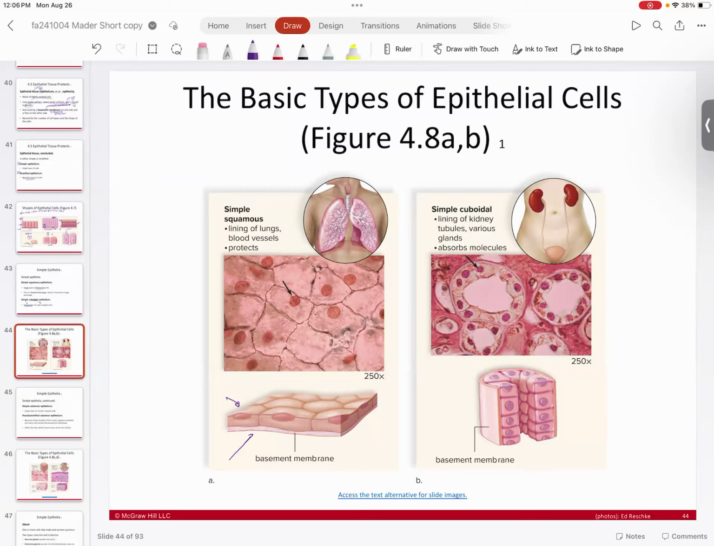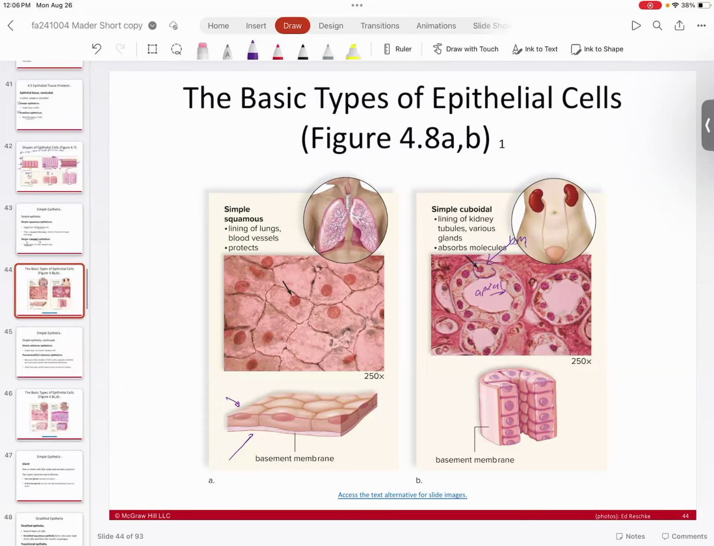Simple cuboid, it's the same sort of thing. In this case, you can see the cuboid cells, so this is basically the lining of the kidneys. So you can see these more cuboid-looking cells. You can see here's the basement membrane. And of course, that right there is the apical surface. So you can see that's one layer of simple cuboid cells.